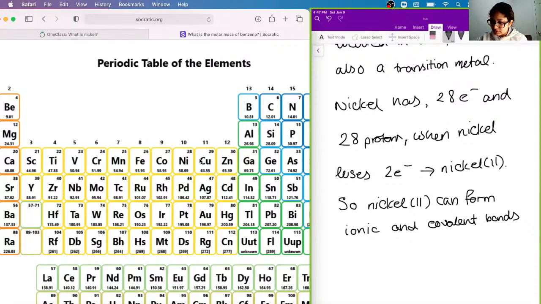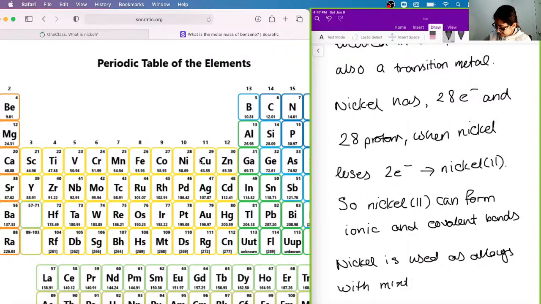One vitally important application for nickel, just as background information, is that it is included in mixtures of other metals called alloys. So nickel is used as alloys, a mixture of metals.